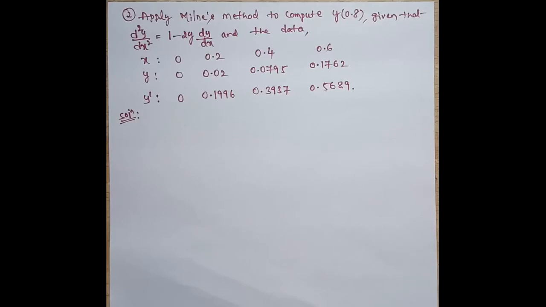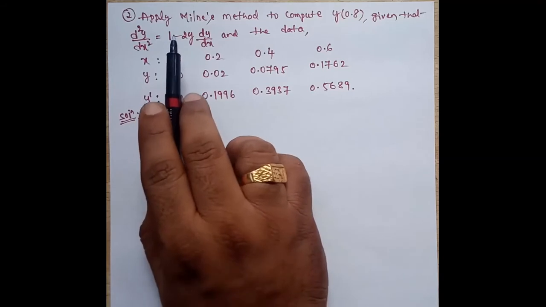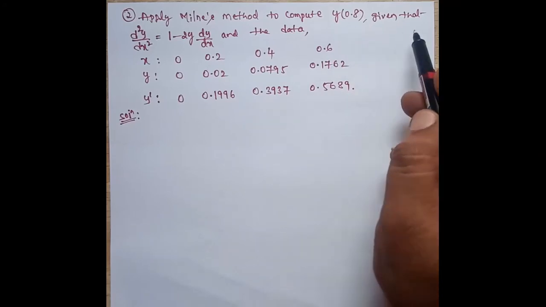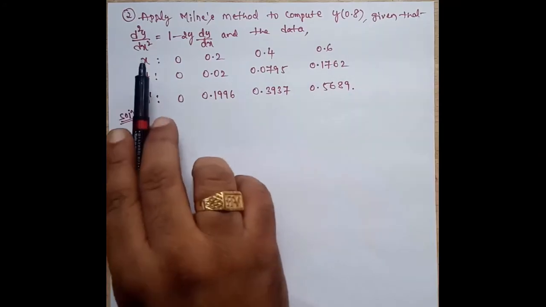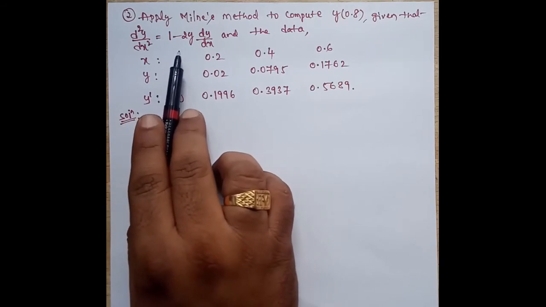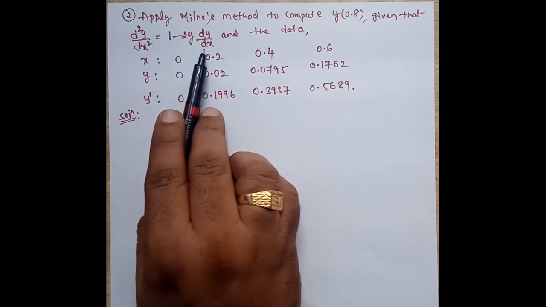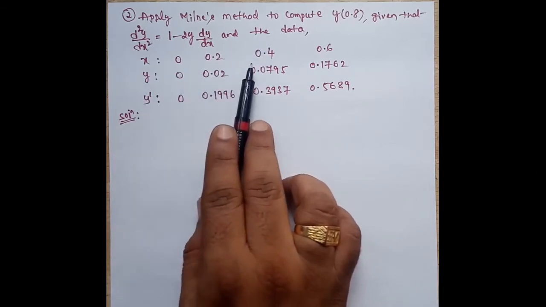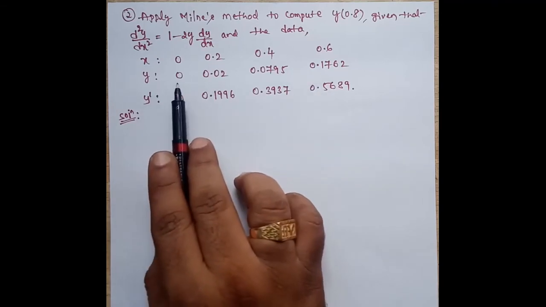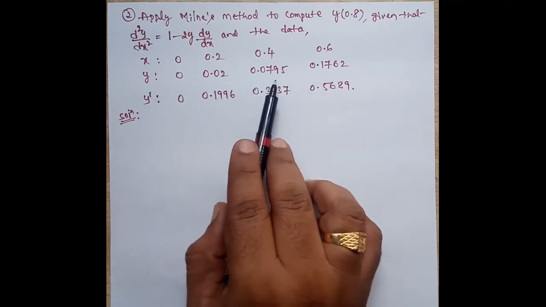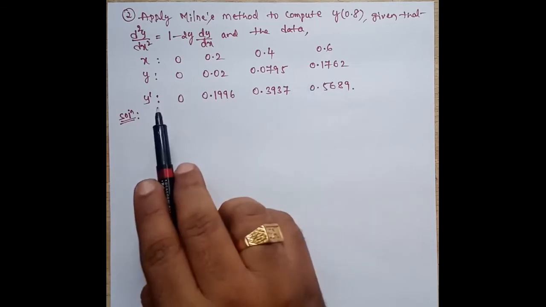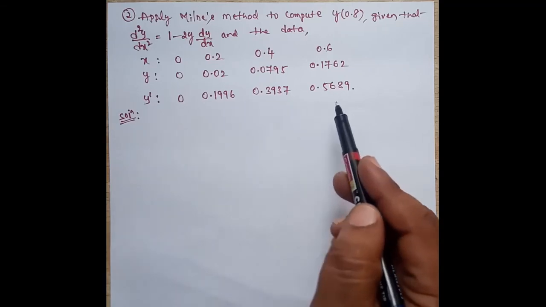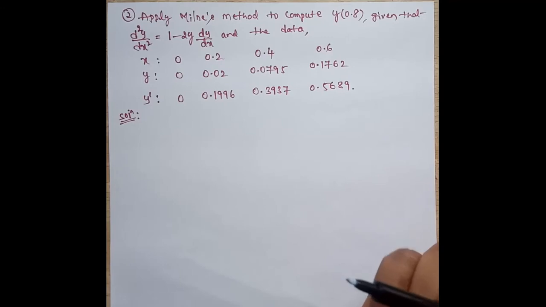So now the second problem on Milne's method. Apply Milne's method to compute y of 0.8 given that d square y by dx square equals 1 minus 2y dy by dx, and the data x values 0, 0.2, 0.4, 0.6. Y values are 0, 0.02, 0.0795, 0.1762 and y dash is 0, 0.1996, 0.3937, 0.5689. So this is the problem.